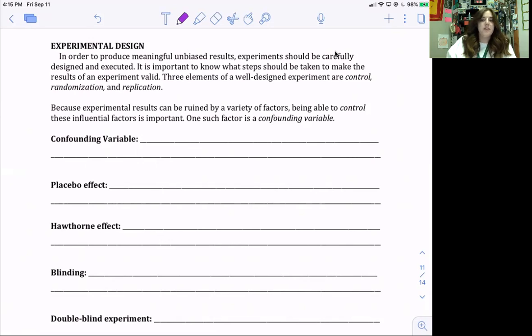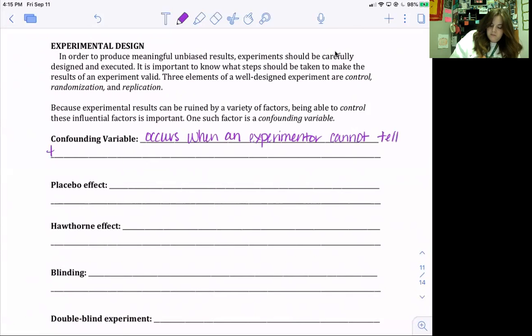One such factor is a confounding variable, which occurs when an experimenter cannot tell the difference between the effects of different factors.